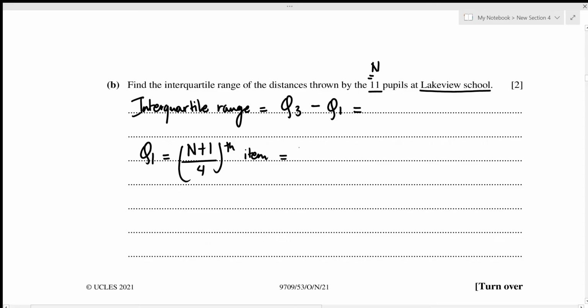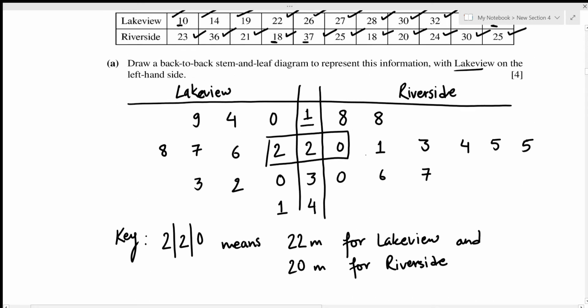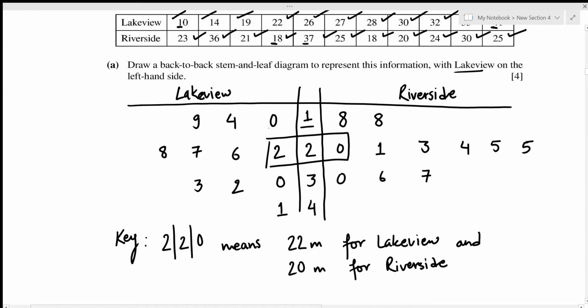And we already know n has a value of 11. And 11 plus 1 is 12. 12 divided by 4 is just going to be 3. So the lower quartile is just going to be the third item for the Lakeview School. So that's just going to be first, second, third. So that's 19 meters.